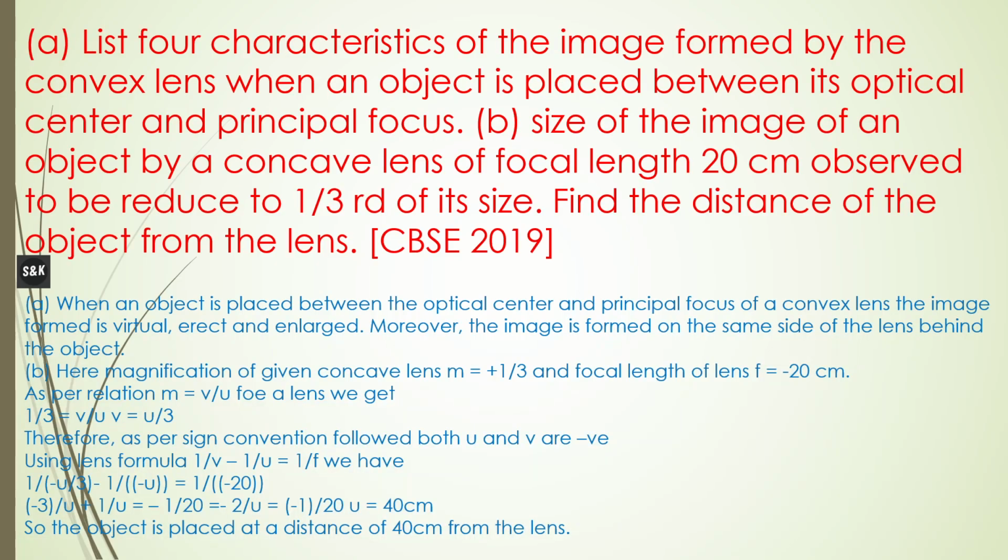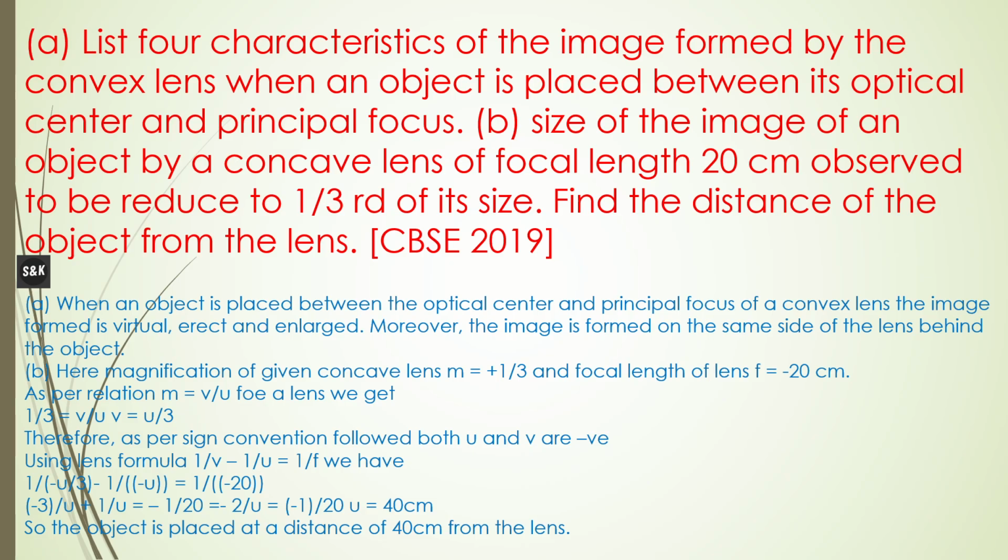Next, list 4 characteristics of the image formed by a convex lens when an object is placed between its optical center and principal focus. B. The size of the image of an object by a concave lens of focal length 20 cm is observed to be reduced to 1/3 of its size. Find the distance of the object from the lens.